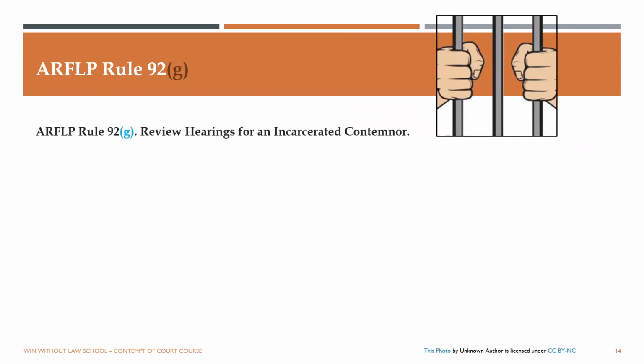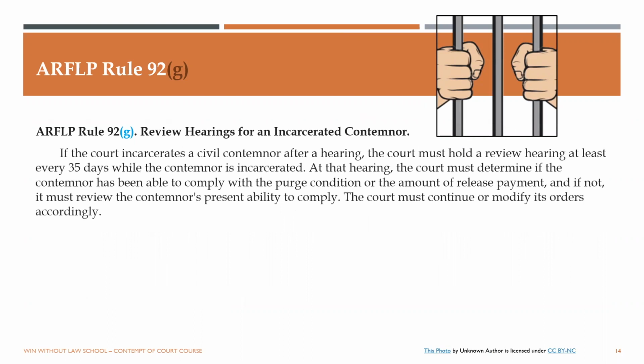Okay, and then here is Rule 92G. This is, again, a limited rule that's only going to apply in a few cases, but if the court incarcerates the violating party after a hearing, the court is required to hold a review hearing at least every 35 days while the violating party is incarcerated. So again, this is going to be really rare when the court orders the other side to do jail time and be in jail for this long.